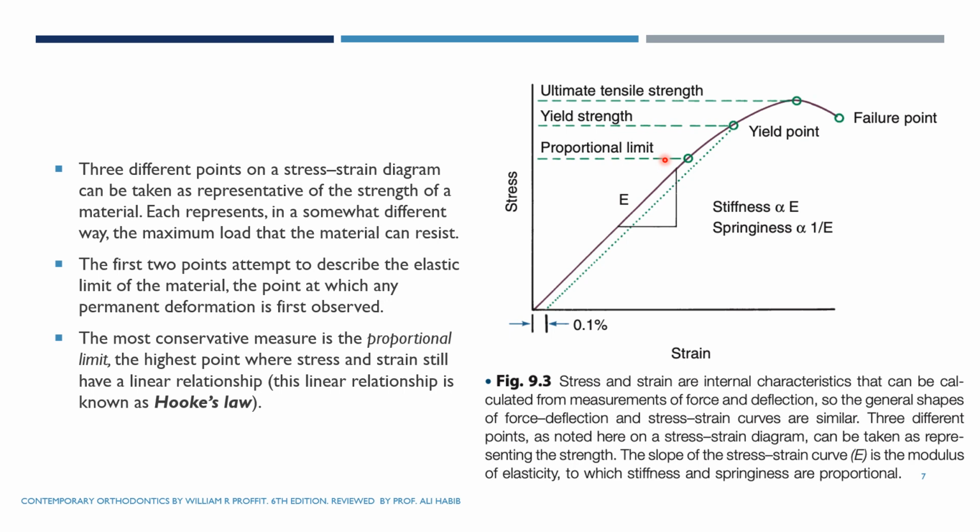That represents the point at which permanent deformation is first observed. And you can see this linear relationship is known as Hooke's law. And it also introduced the definition of stiffness and springiness. You can see the stiffness of the wire is directly proportional to the E, which represents the modulus of elasticity of the wire. And springiness is inversely proportional to the modulus of elasticity of the wire.